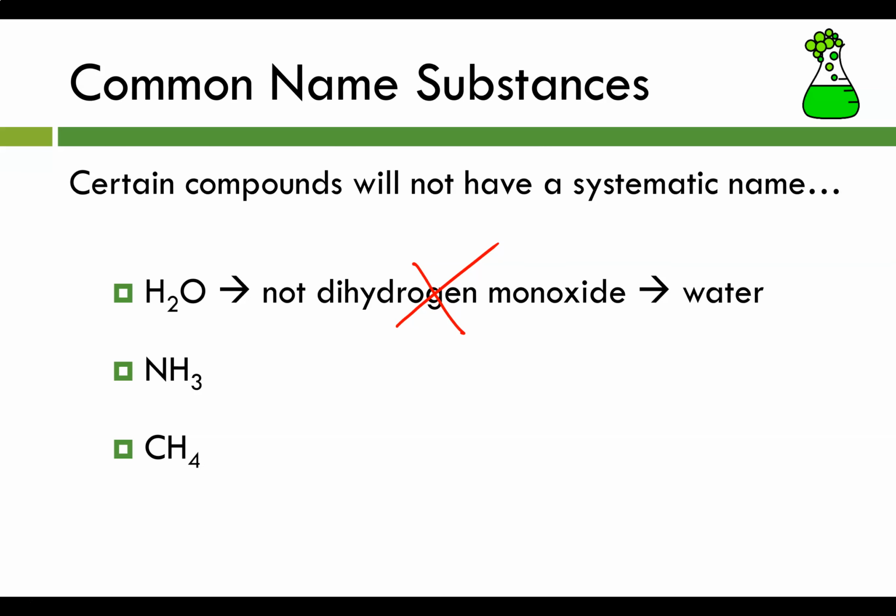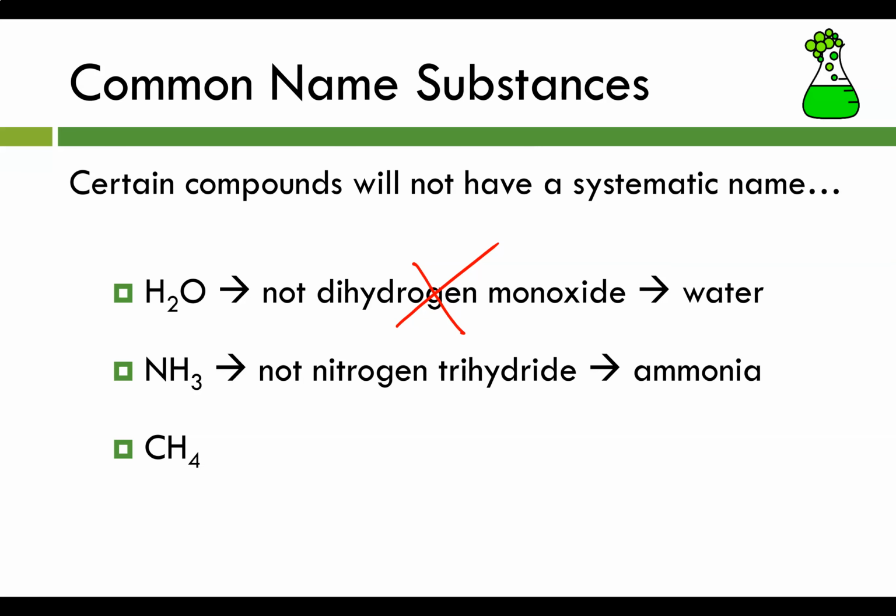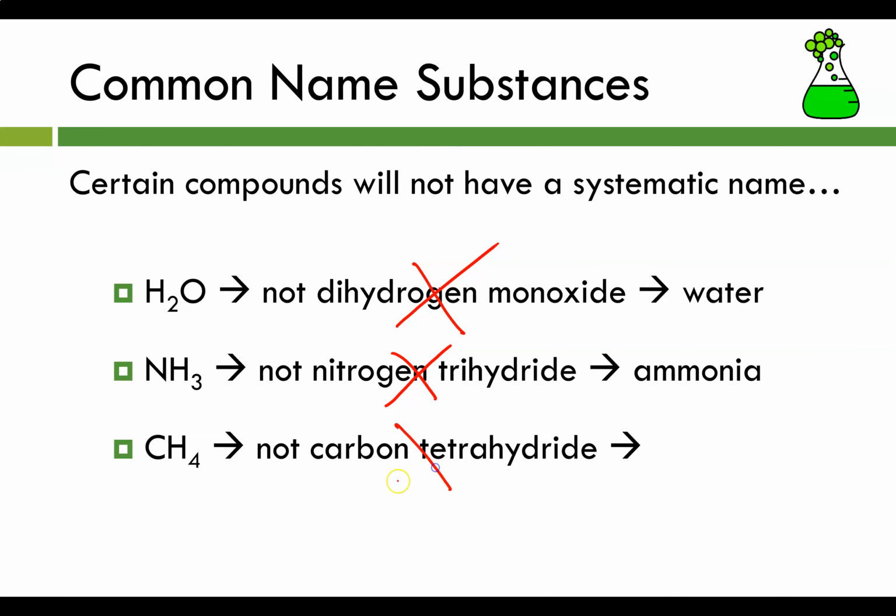Same deal with NH3. You probably have this at home, like maybe under your sink with all the other cleaning supplies. Not bleach, it's the other one. Yeah, like Windex, the active ingredient, we don't call it nitrogen trihydride, we call it ammonia. So again, do not name it nitrogen trihydride. That is not right. It has to be called ammonia. And last but not least, CH4. We don't call that carbon tetrahydride. It also has a common name, and that name is methane.